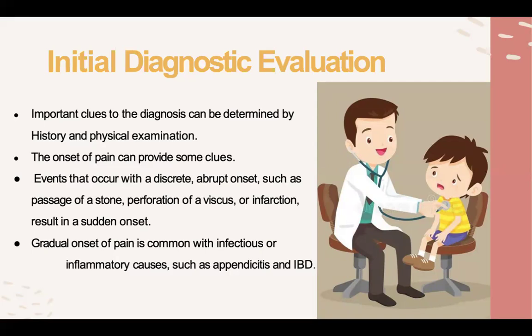In appendicitis, initially the pain will be periumbilical, which is referred pain. Later, it can localize to the right iliac fossa. So here the pain is gradually progressive and may have systemic features like fever, anorexia, nausea, vomiting. So here the onset of the pain gives us a clue to the underlying diagnosis.